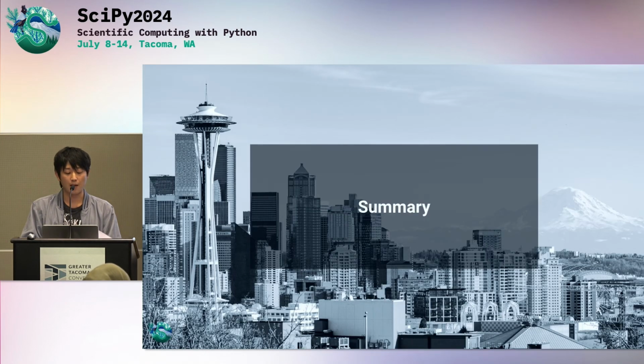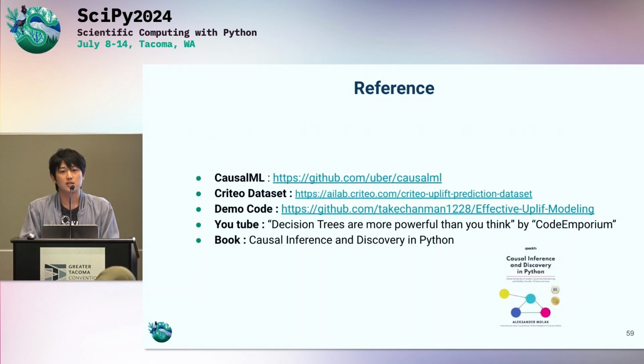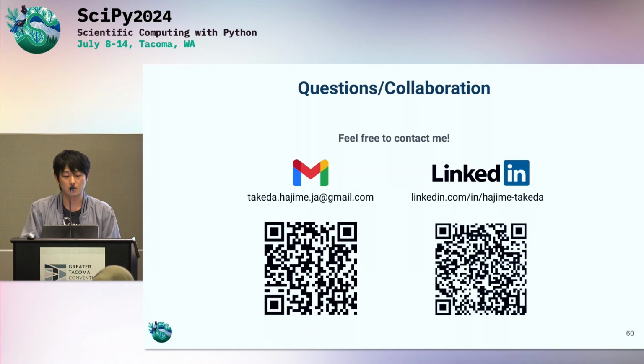So, in summary, I explained the concept of causal inference with machine learning, including meta learners and uplift modeling. If you are new to uplift and causal inference with machine learning, EconML or CausalML can be a good first step. This is a reference for this talk. If you have any questions, please feel free to contact me. Thank you so much.